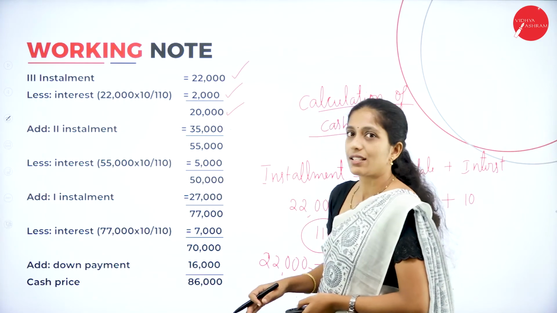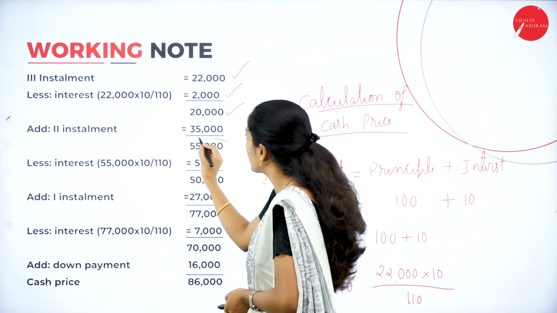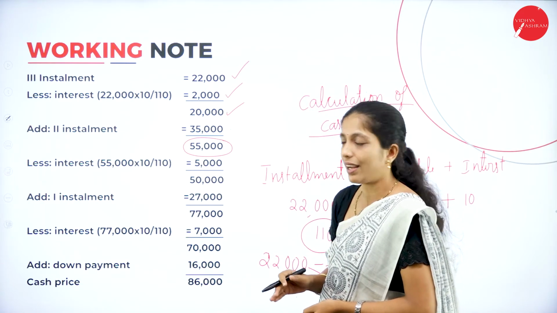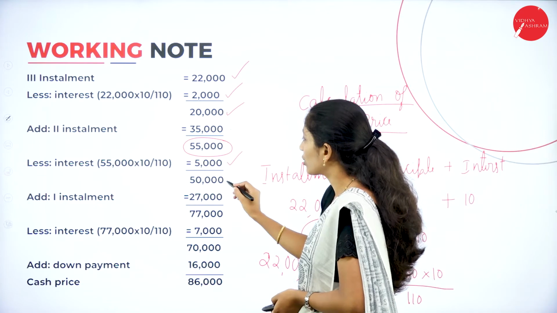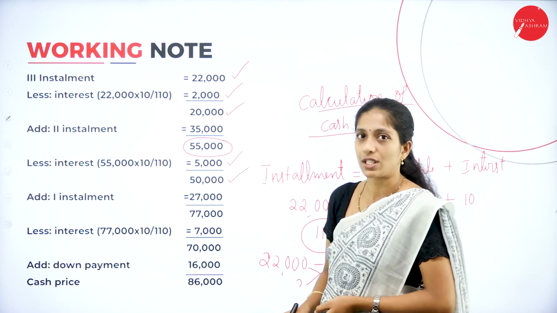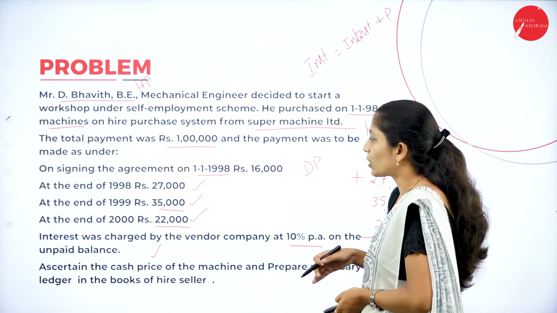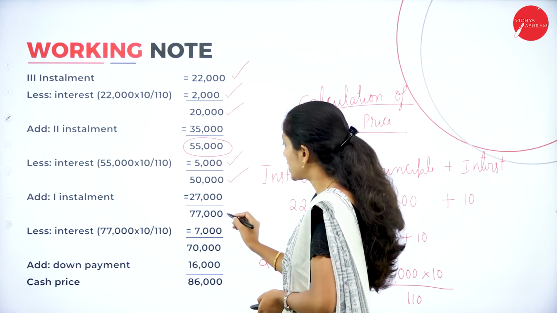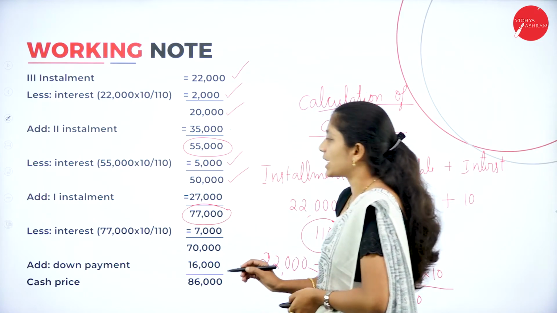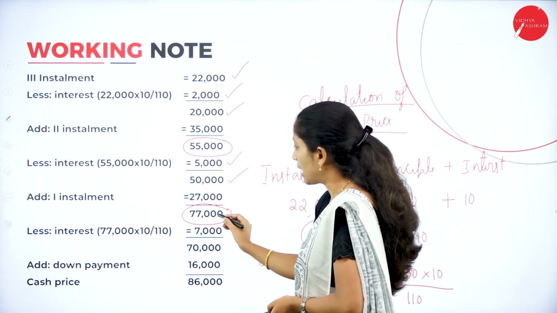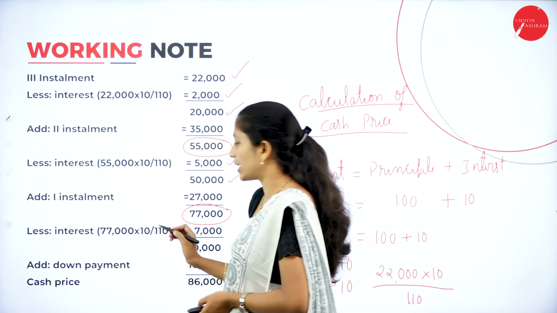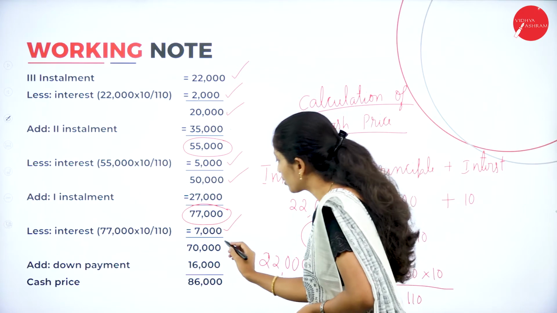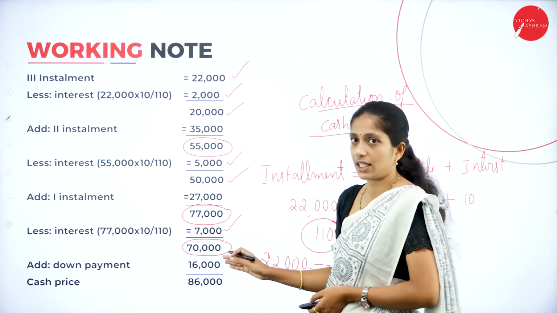Now less interest. How to calculate interest? You have to calculate on this amount, that is, 55,000 into 10 divided by 110. You'll get 5,000. So the total amount is 50,000. Now add the first installment. What is the first installment? 27,000. When you add 27,000, you'll get 77,000. Now less interest. You have to calculate interest on this amount: 77,000 into 10 divided by 110. You'll get 7,000. So the total amount is 70,000.